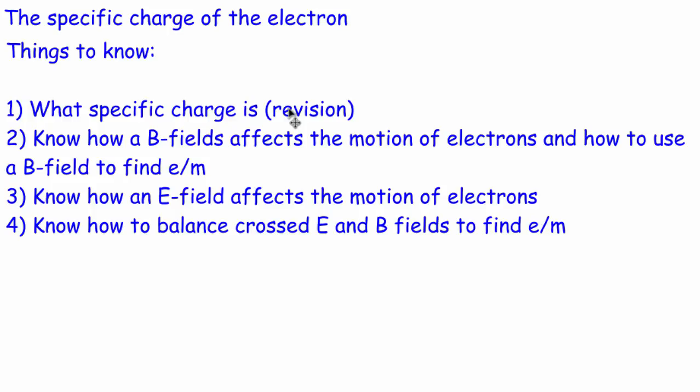So we're going to do four things. We're going to start with a little bit of revision. We're going to remember what a specific charge was. And then we're going to have a look at a couple of different ways that you can actually measure the specific charge of an electron. We're going to start off by looking at just magnetic fields, and then we're going to have a look to see how we can combine electric and magnetic fields together to also measure the specific charge. So really we've got two or three different ways that we can measure the specific charge of this particular electron.